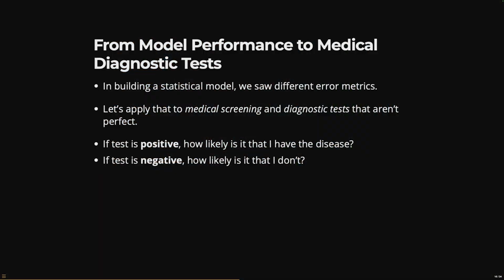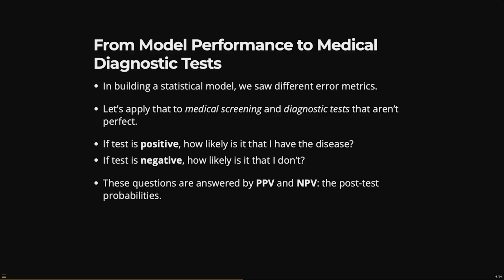And then the question becomes, if you get a test and it comes back positive, what's the likelihood you actually have the disease or the condition? And conversely, if the test is negative, how likely is it that you actually don't have the disease? Some similar metrics that I'll introduce will answer these questions, and they're called PPV and NPV, the positive predictive value and the negative predictive value of the test. Okay, let's work through this with an example.